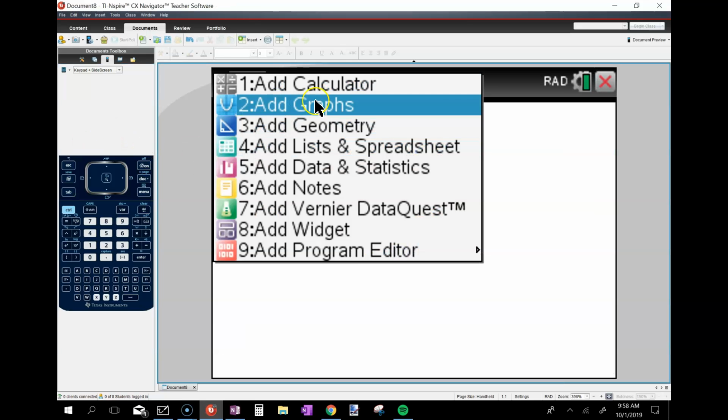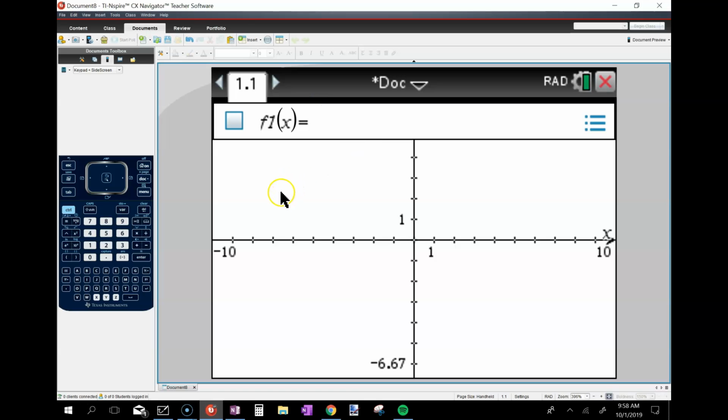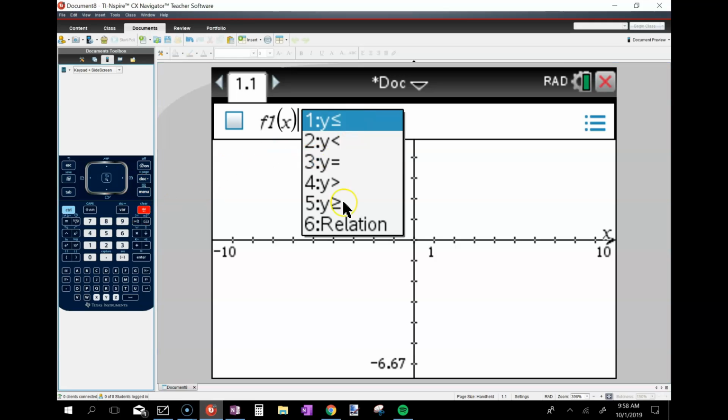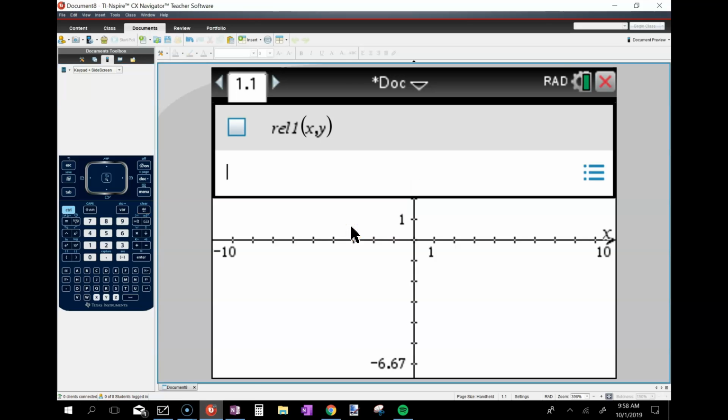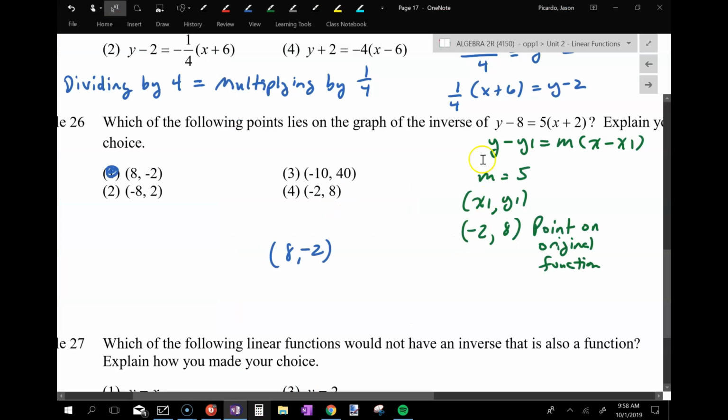Let me show you this, guys. If I go to add a graph, if I don't want to add a graph like this, if I want to add a graph as a relation, what can I do? I can change that to be a relation, right? Well, I know what this equation is. If I asked you guys to give me the equation of the inverse, you could do it really quickly by just doing what? Switching the x and y.